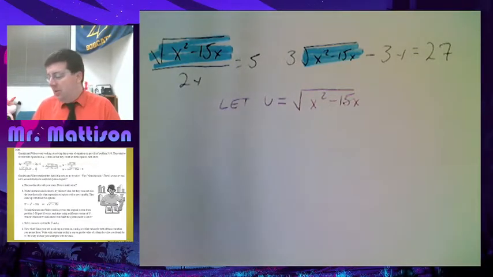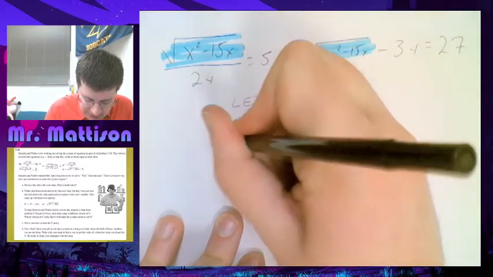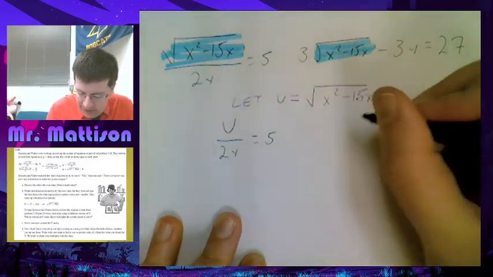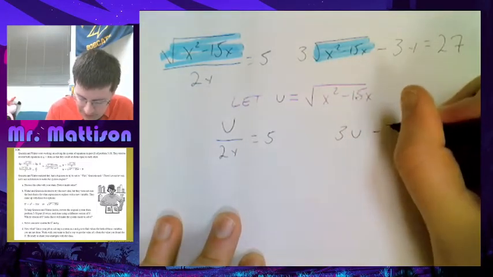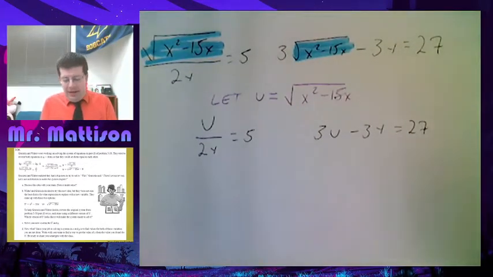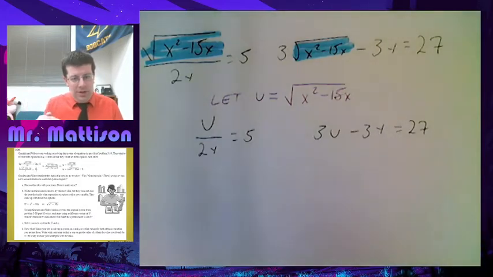So if I do that, what do I get? Well, I can replace this with just U, and I get U over 2y equals 5. And over here I get 3u minus 3y equals 27. Well, already, that is a drastically easier problem for me to solve, and that's what I want to do. So go ahead, pause the video, solve this system, solve for what u is and for what y is, and then unpause.